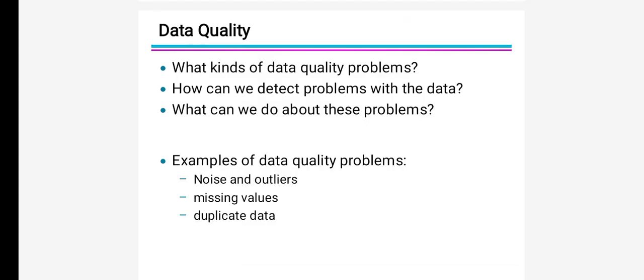What kinds of data quality problems are there? How can we detect problems with the data? What can we do about these problems? Examples of data quality problems are noise and outliers, missing values, and duplicate data. We shall discuss these further in our next lecture.